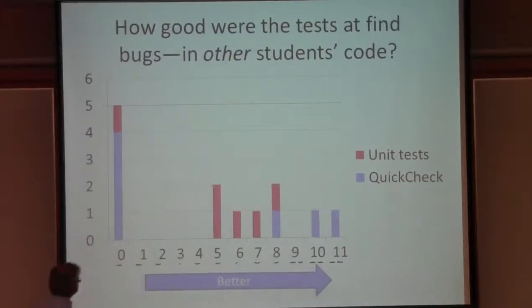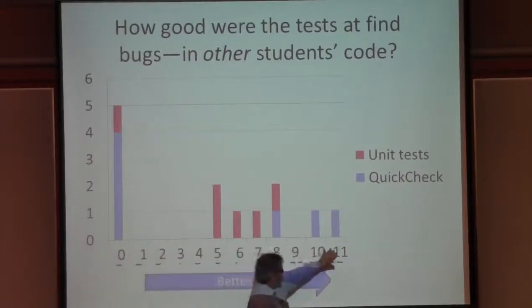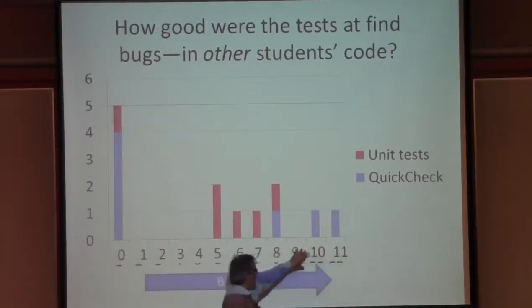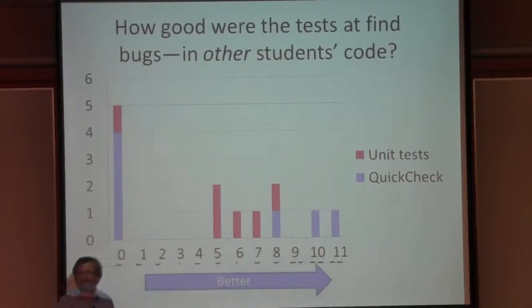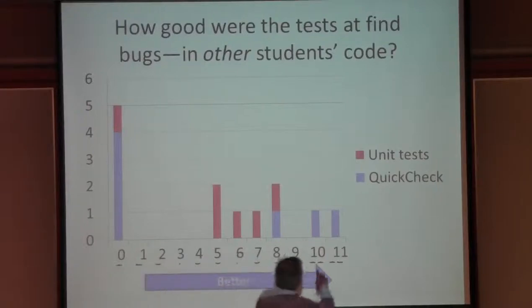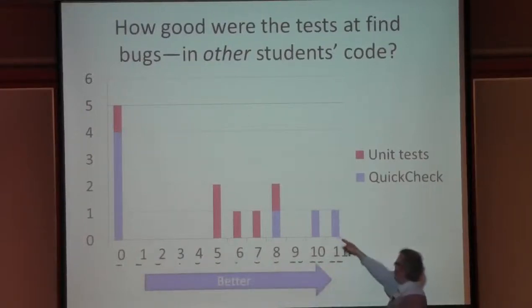Here you see the quality of the test suite in terms of how many of the other student solutions it could reject, demonstrate there were bugs in. So down here, this is a test suite that could find bugs in 11 of the student solutions, and there were only 11 buggy ones. So this test suite could find all possible bugs.